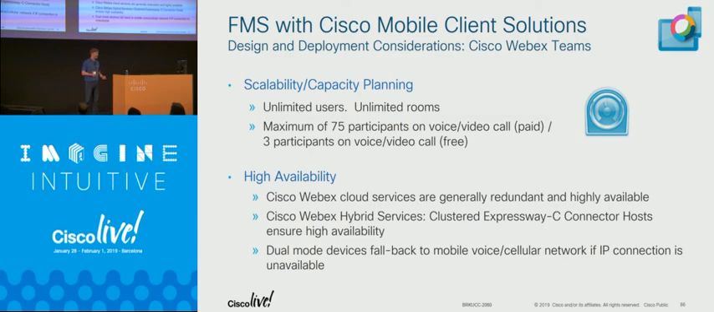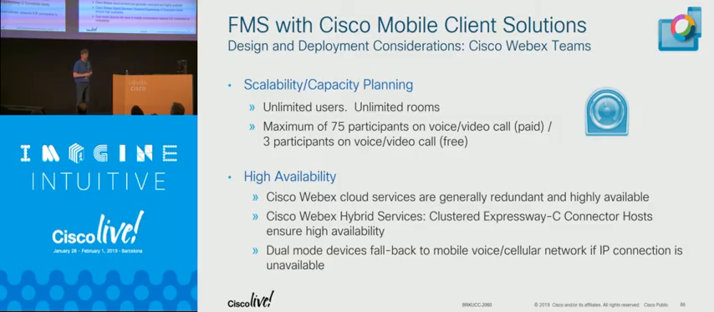If I'm not in a paid organization, if it's a free organization, I can have up to 3 on a particular call, just so everybody's aware of that. High availability: because it's cloud, it's highly redundant, highly resilient. If we lose services within a particular data center, we always have backups elsewhere. In the case of our hybrid integrations where we need that connector, we have redundancy there for our Expressway connector hosts.